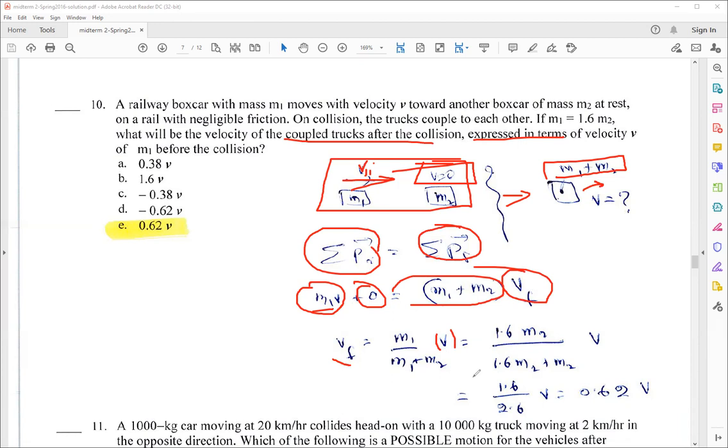Now, we know that m1 is equal to 1.6 m2. So that means I can further simplify. Wherever you see m1, you put 1.6 m2, and then you cancel all the m2s. So you end up with 1.6 over 2.6 times velocity, which is 0.62 times the initial velocity of mass 1.